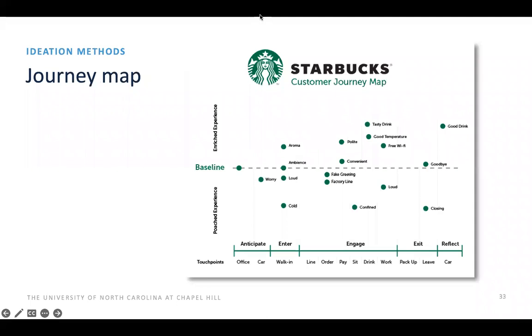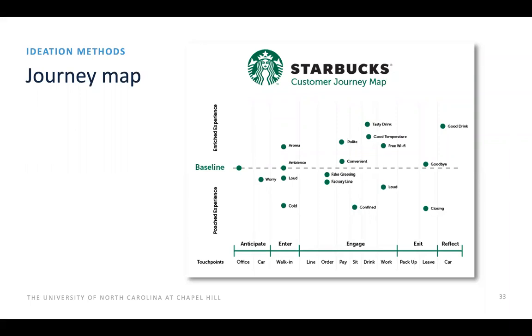And there's different ways that you can visualize this. So we've included two in this slide deck. The first one is the Starbucks customer journey map. And what they've done is they've listed out at the bottom the different phases. So for Starbucks, there is an anticipate phase where you're thinking about going to coffee, excited to go get coffee. And then you enter into a store, you engage with Starbucks staff, you exit, and then you reflect. So those are the different phases or stages.